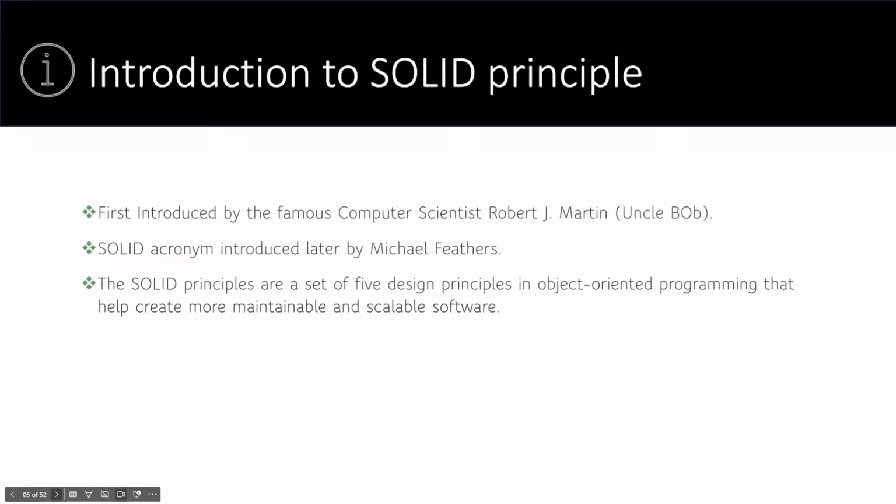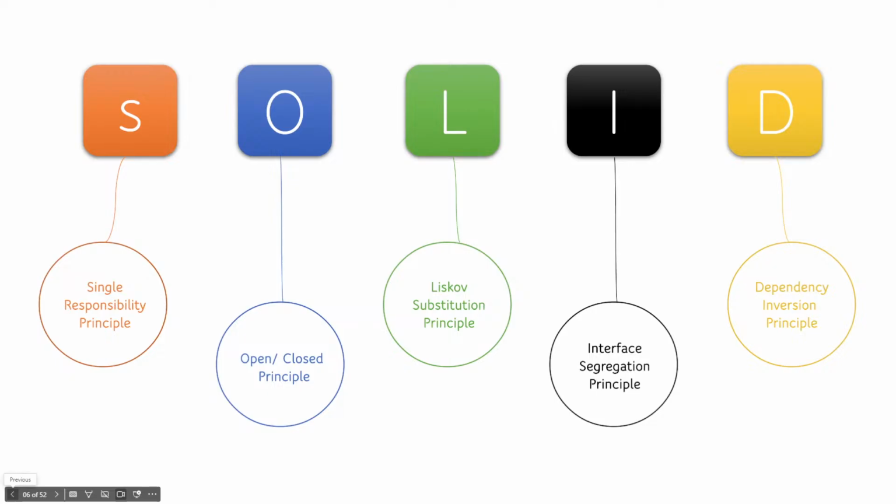Let's begin with understanding SOLID principles, which help us write better and more reliable code. SOLID is a set of five principles in object-oriented programming that help developers write clear, understandable, and maintainable code. These principles make software easier to scale, test, and modify over time.